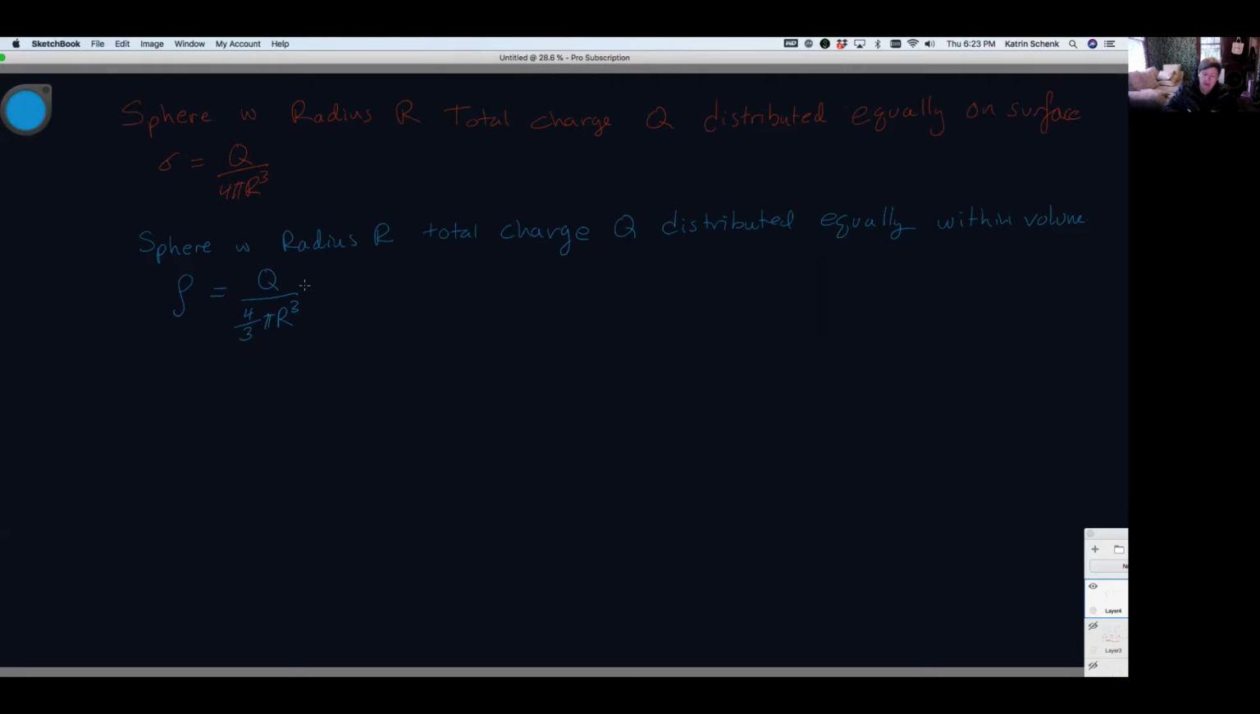Now the potential energy, I'll just write in green over here. The potential energy, I'm going to call that U, is epsilon naught over 2 times the integral of E squared d tau over all space. So we need E, and we need E everywhere. Okay, so let's do it. Let's calculate E for the red sphere first.